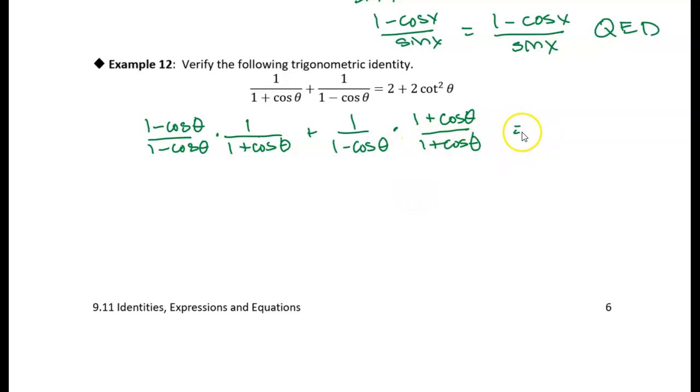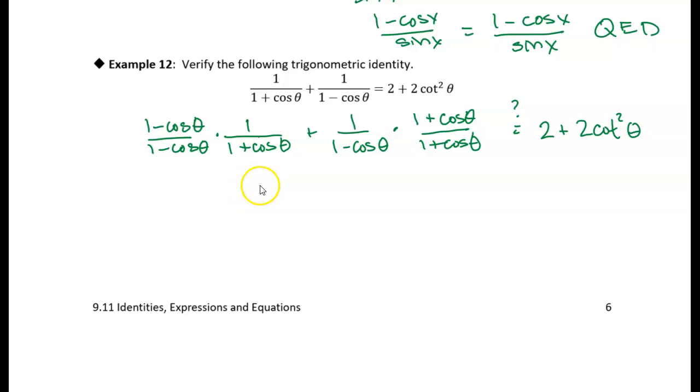And I'm asking, is that equal to 2 plus 2 cotangent squared of theta? All right, but remember, I can only work on one side. So what I've done here is just multiply by 1. It doesn't change anything. So this left-hand side is going to be equivalent to what I had before, but it's going to allow me to combine those two fractions.